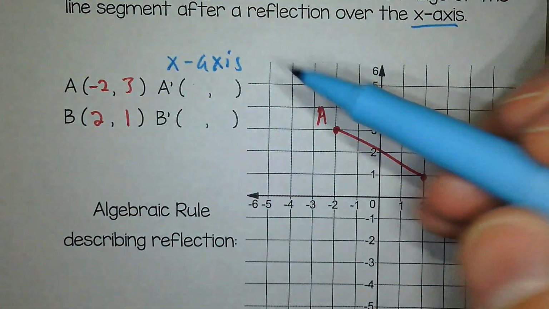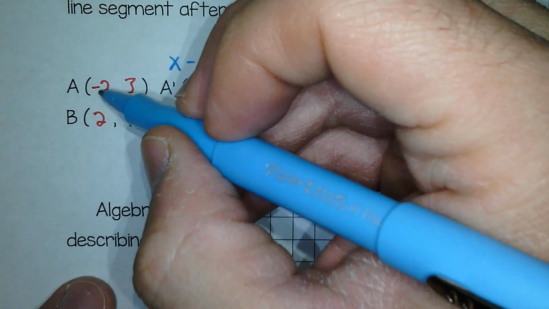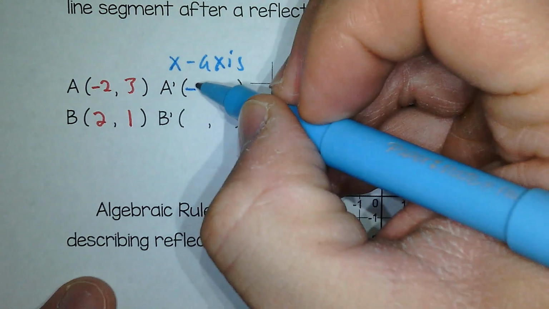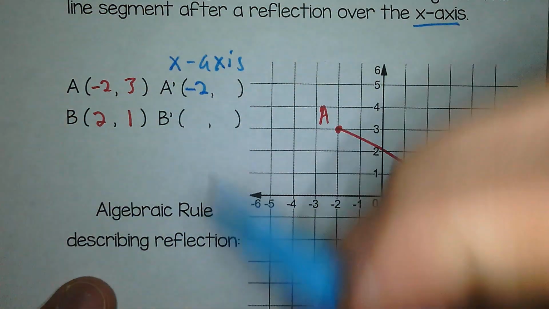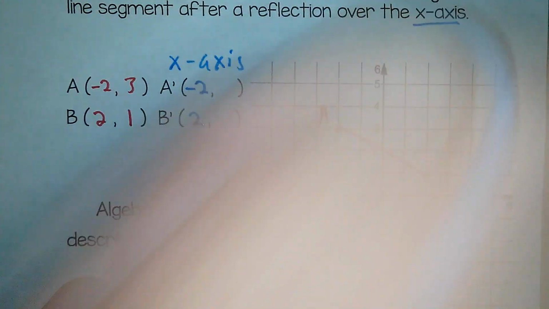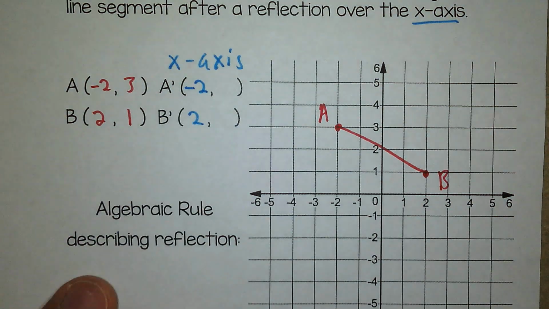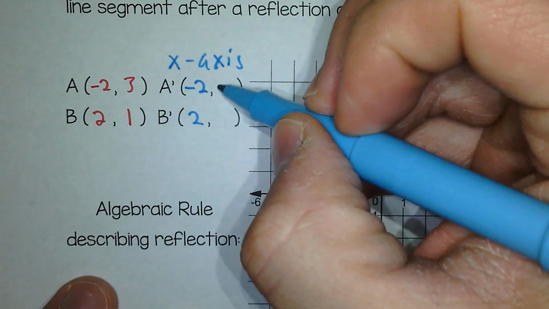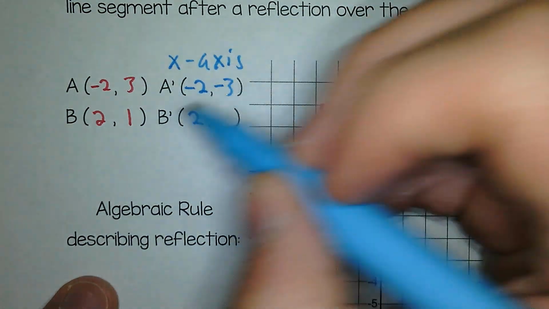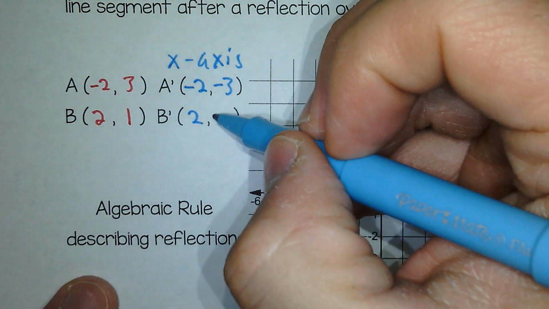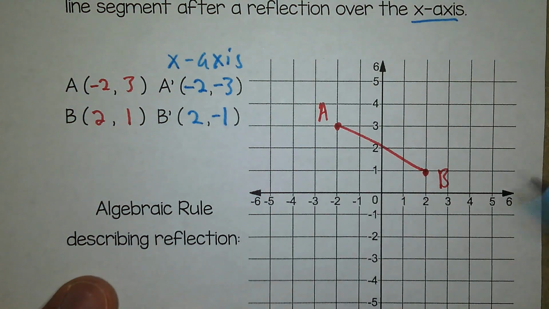So for the x-axis, we do not change the x value. So A prime should be negative 2 for the x value, and then B prime should be positive 2 for the x value. The y value changes though. So positive 3, we're going to change that sign to a negative 3, and positive 1, change the sign to a negative 1. And let's plot those.